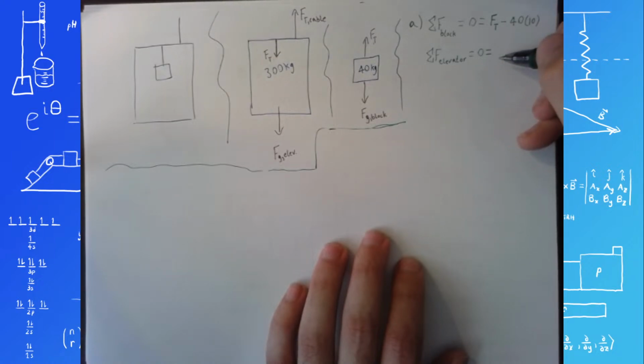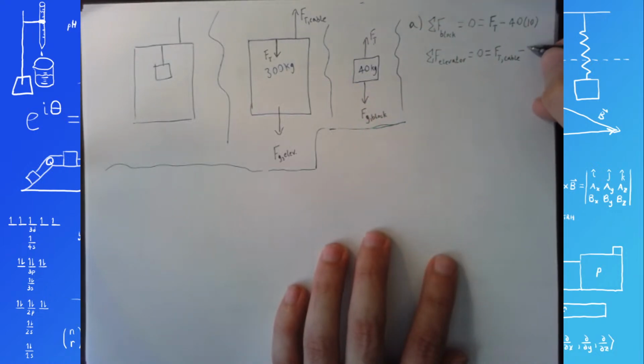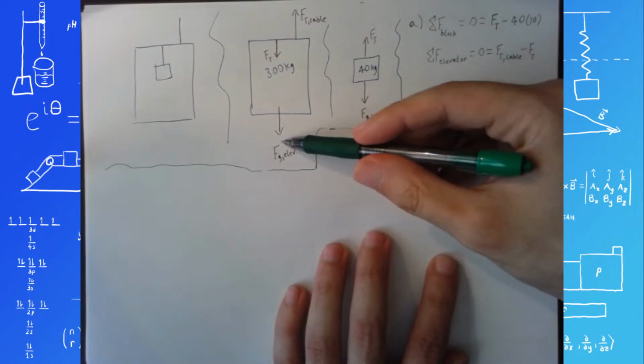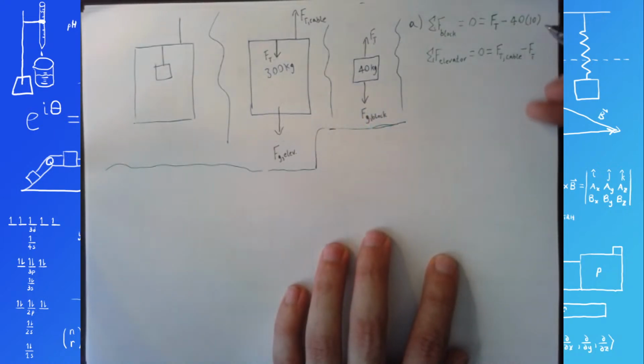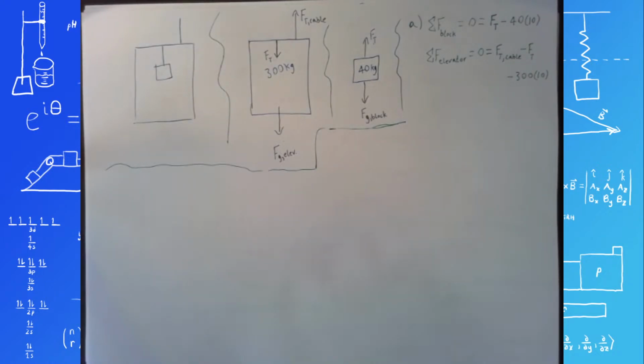Okay, and then net force on the elevator is equal to the mass of the elevator times its acceleration. 0 is equal to forces acting up on it, so that would be the force of tension in the cable, which we need to find out, minus forces down. We've got the force of tension in the rope, and also minus the weight of the elevator. Force of gravity would be 300 times g, so minus 300 times 10. Yeah, I didn't make enough room for this, did I?